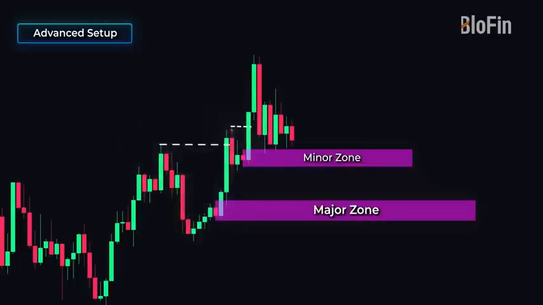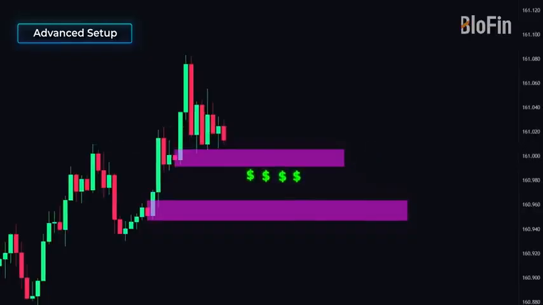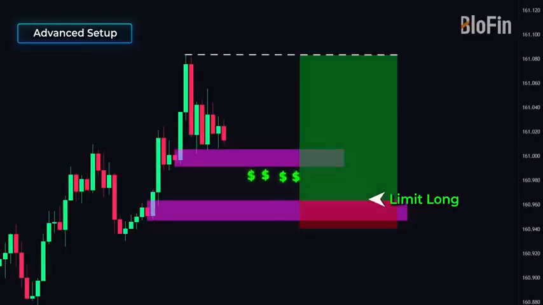So now we have our ideal setup, a minor demand zone sitting just above a major one, giving us a valid liquidity setup. For the entry, we place a limit long order at the top of the major demand zone, a stop loss slightly below it, and a take profit target at the previous highs.